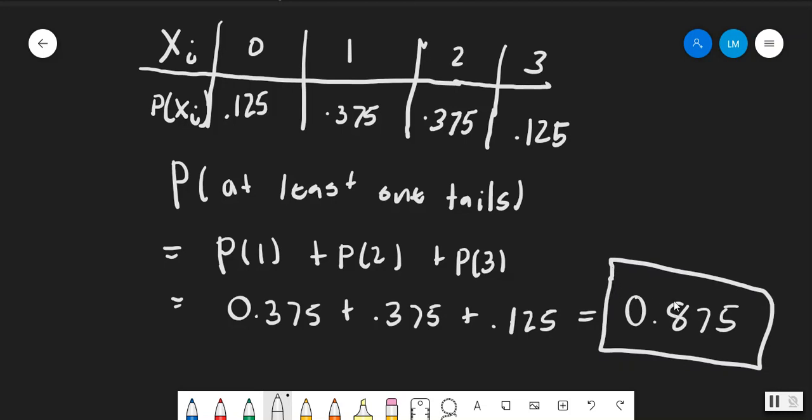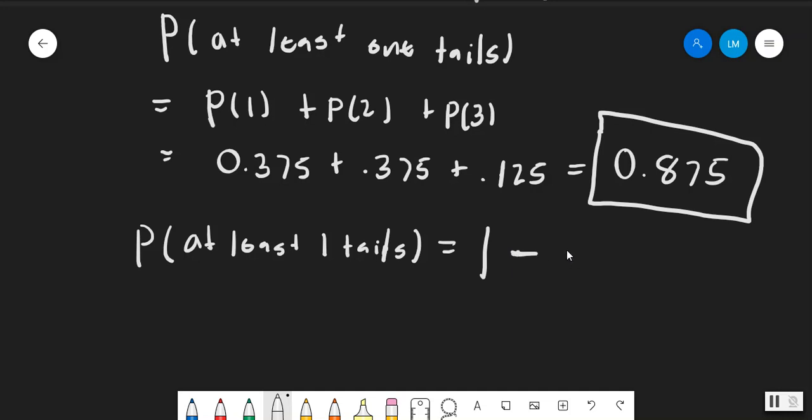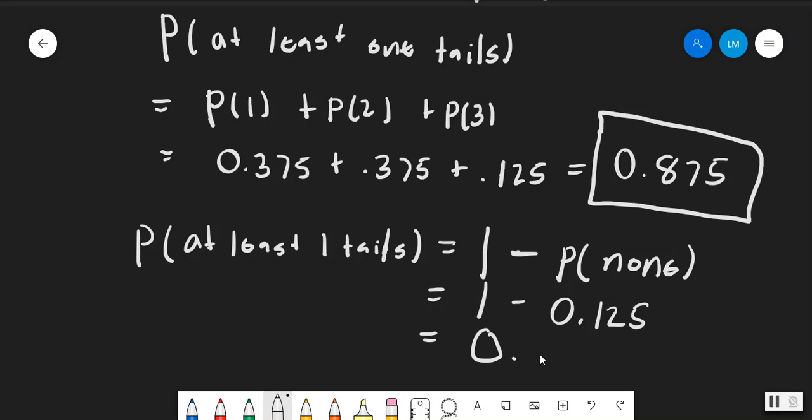Okay, so we can actually approach this problem a bit differently though. For example, what if I just said that instead of using the whole remaining table, we can just say, well, I know that it adds up to 1, and I'm just going to subtract the probability that there are no tails. So that's going to be 1 minus 0.125, which is actually equal to the exact same thing, 0.875. So you kind of see how you can use the probability distribution table to your advantage, and then you come up with different types of tricks.